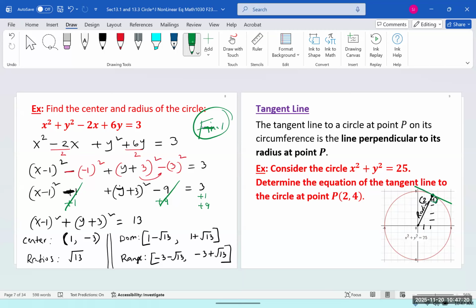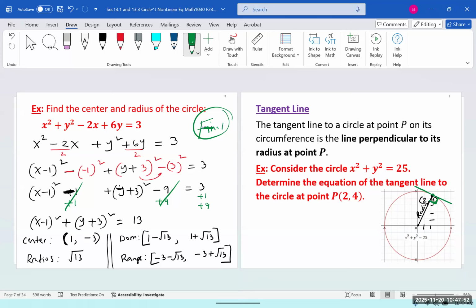Now they're saying, draw a line here which is perpendicular to your radius. And that line is tangent. If it's not perpendicular, then it's not tangent. In order to be tangent, the radius and that line have to be perpendicular, so they intersect at a 90-degree angle. Now they're asking, what's the equation of this green tangent line? That is our assignment.